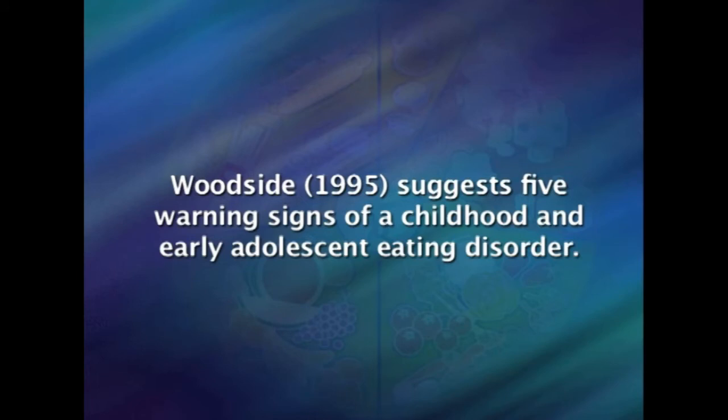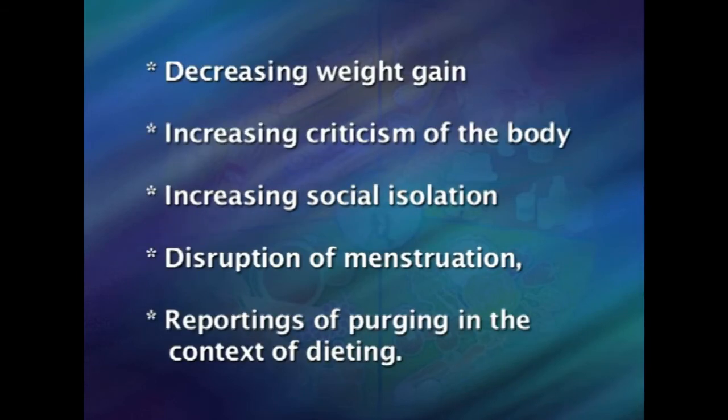Woodside scientists have suggested 5 warning signs of a childhood and early adolescent eating disorder. These include decreasing weight gain, increasing criticism of the body, increasing social isolation, disruption of menstruation, and reports of purging in the context of dieting.